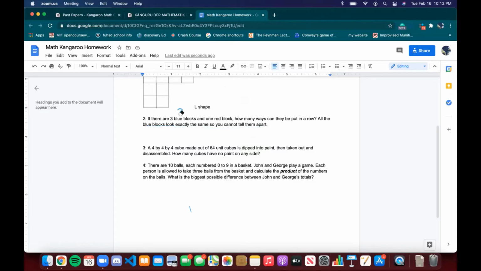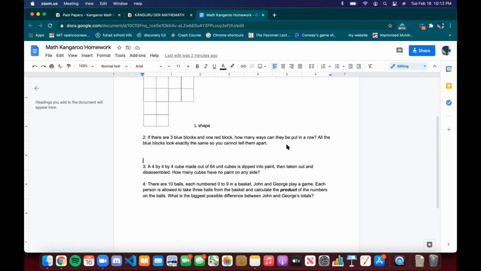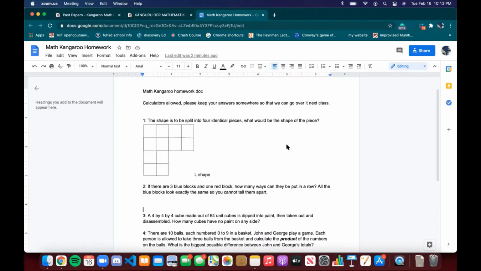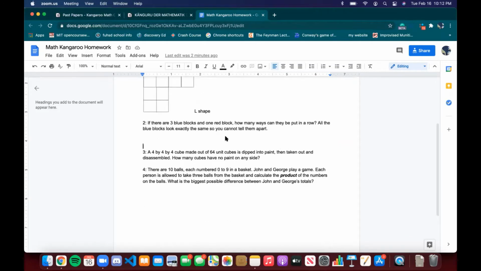For problem 2, the way to do it is you can just guess. So this is a pretty simple problem. And also, all of these are based off problems that are in the original competition. Okay, so for problem 2, there are 4 ways.